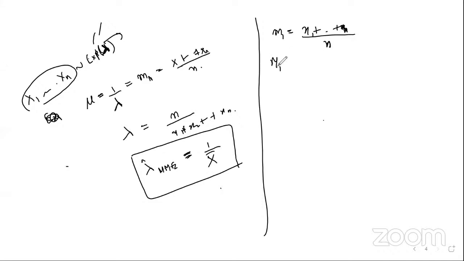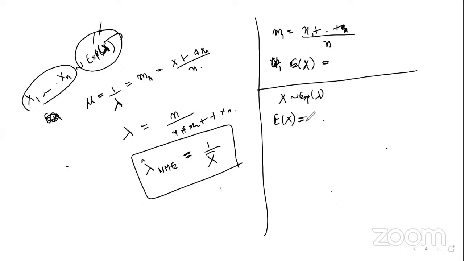And what is the first moment? This is nothing but the expected value, right? Yes, ma'am. So what is the expected value of the exponential distribution? 1 by lambda. For the exponential distribution, what is the expected value of x? It is 1 by lambda. Okay, exponential distribution.